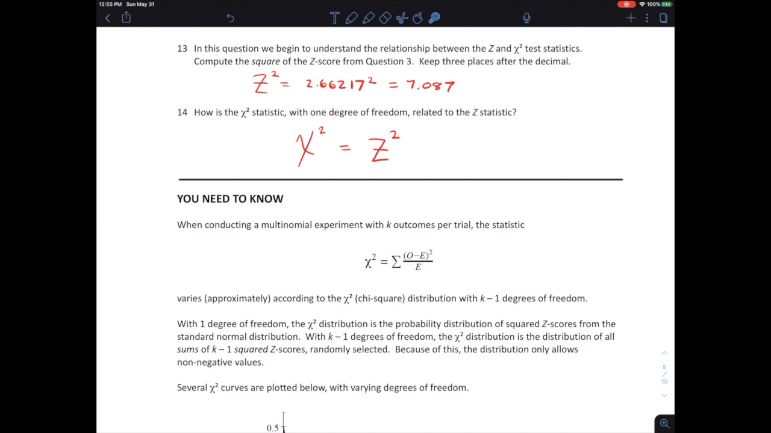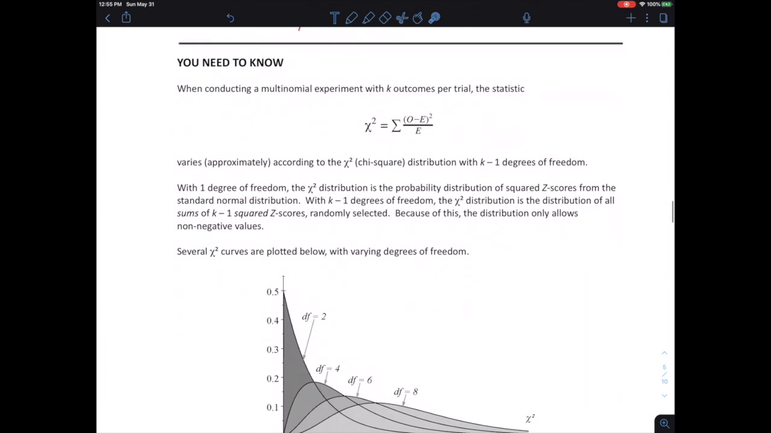If there are k outcomes for the categorical variable, then it turns out to be described by the distribution of the sum of k minus 1 squared z-scores, k minus 1, because only k minus 1 of these are random values. Okay, so here we go.